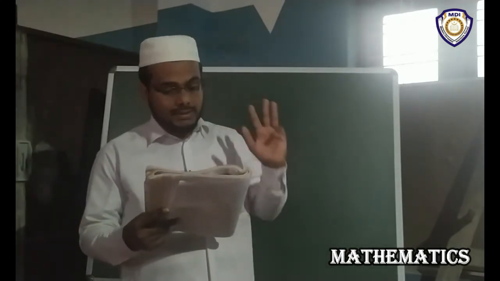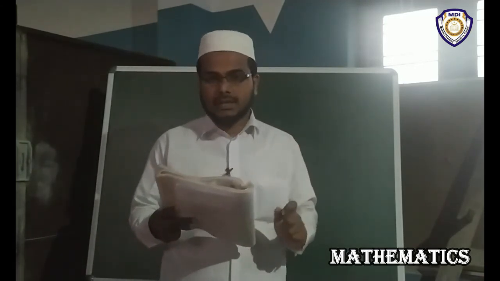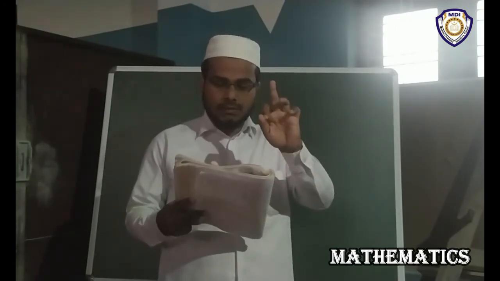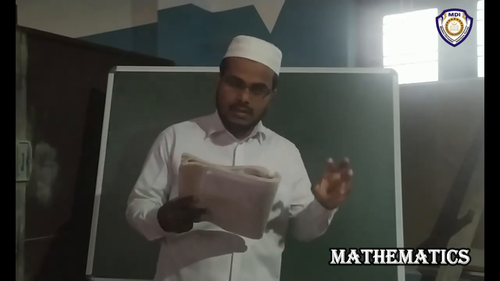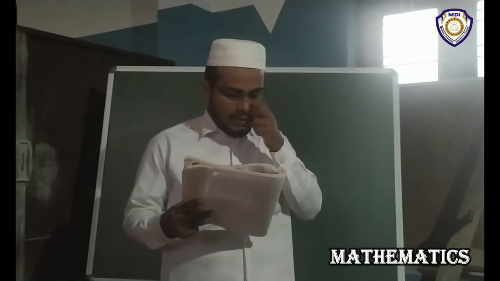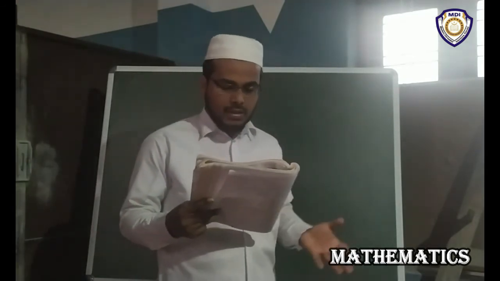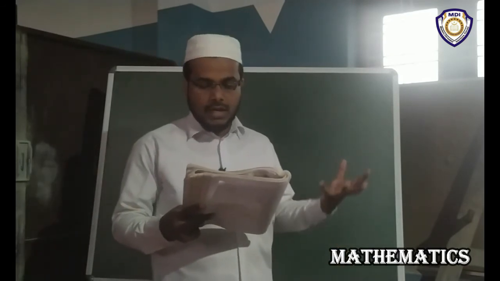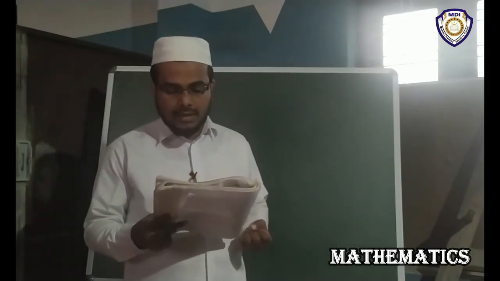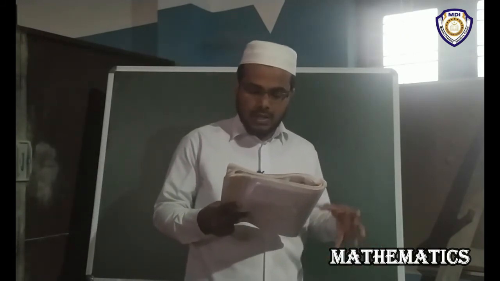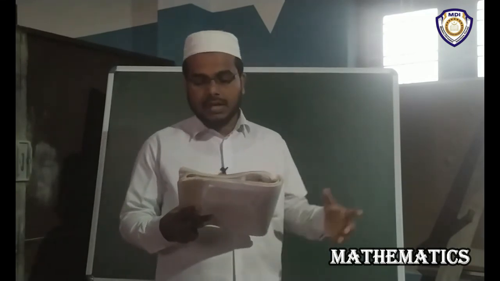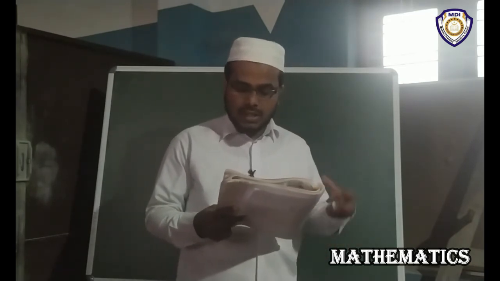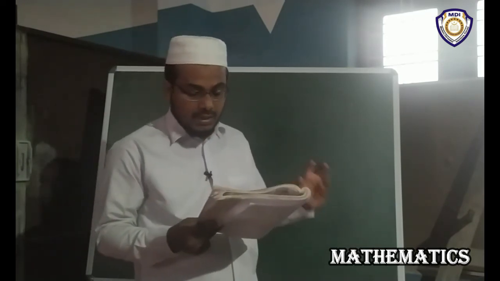First, measurement of length, measurement of weight, measurement of capacity. Three important points. Standard unit of length is meter, and large lengths are measured in decameter, hectometer, kilometer. Smaller lengths are measured in decimeter, centimeter, millimeter. Weights: standard unit gram, large weights measured in decagram, hectogram, kilogram. Small weights measured in decigram, centigram, milligram. Capacity: standard unit liter, large capacities measured in decaliter, hectoliter, kiloliter. Small capacities measured in deciliter, centiliter, milliliter.